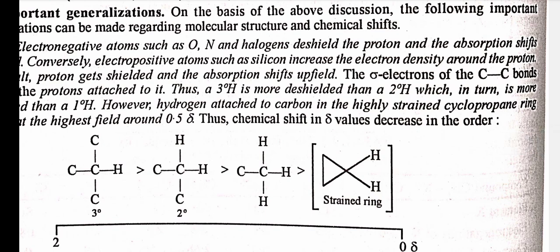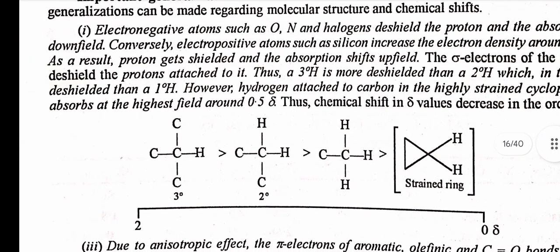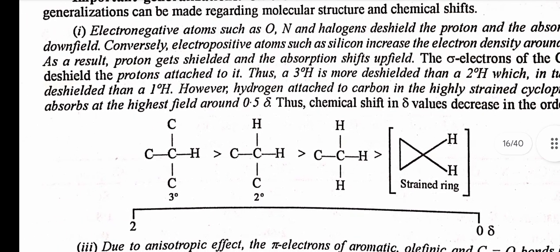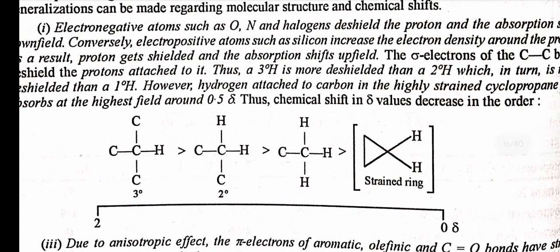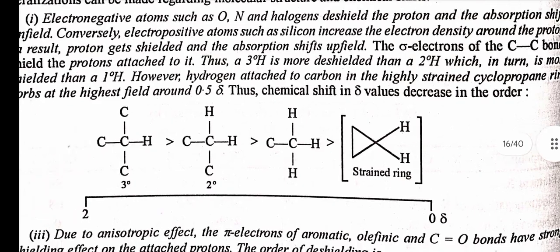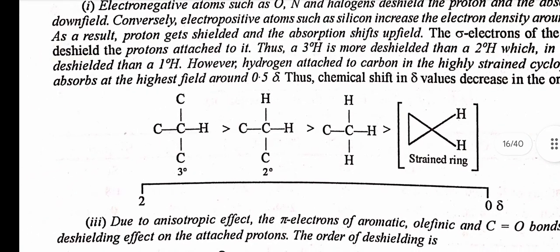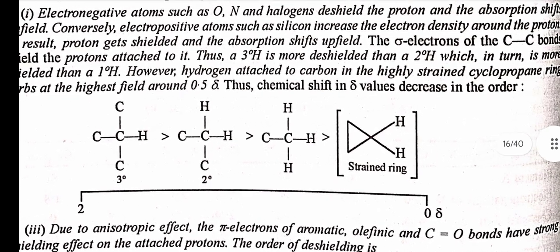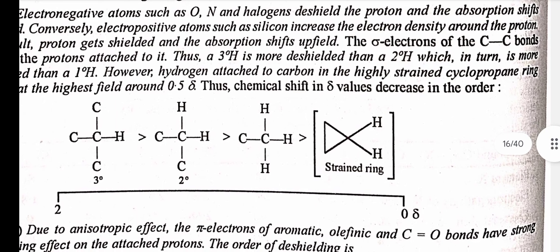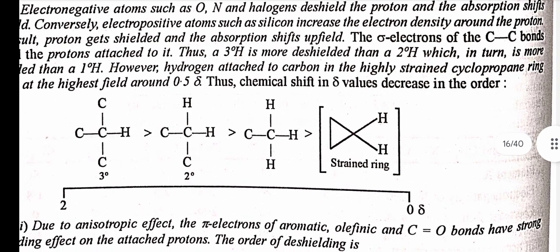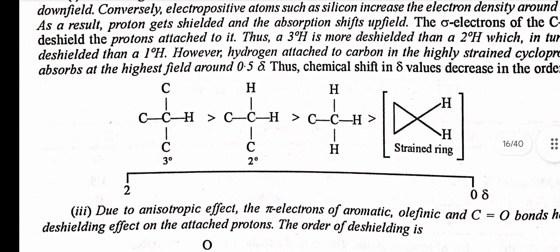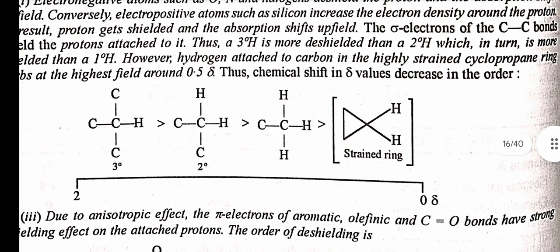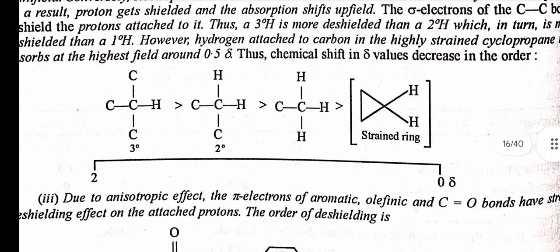The sigma electrons of the carbon-carbon bonds de-shield the protons attached to them. Thus, a 3-degree hydrogen is more de-shielded than a 2-degree hydrogen, which in turn is more de-shielded than a 1-degree hydrogen. However, hydrogen attached to carbon in the highly strained cyclopropane ring absorbs at the highest field, around 0.5 delta. Thus, chemical shift in delta values decreases in the order 3 degree, 2 degree, 1 degree, strained ring.